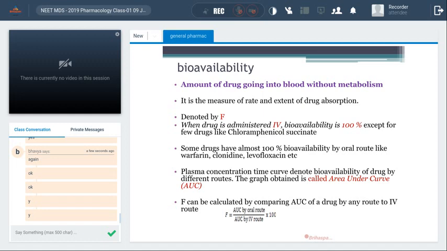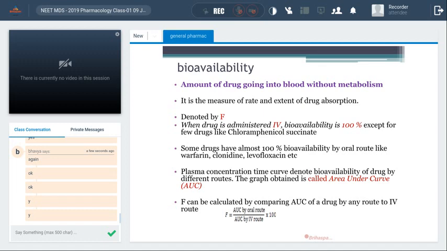Say, for example, a drug has only 10% bioavailability. What is the point in giving it? Isn't it? 90% is being destroyed. So in such cases, these are the factors where we don't prepare that particular drug by oral route at all. We always prefer giving it by IV route or sublingual or some other route. That is how we decide on different routes of drug administration depending on its properties.